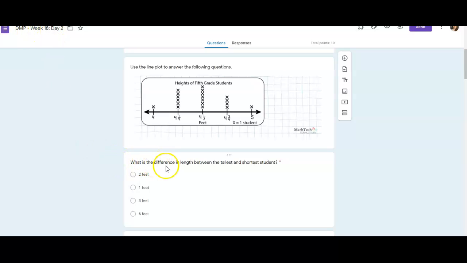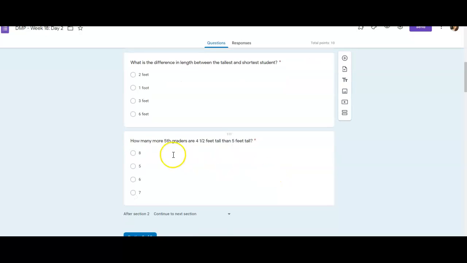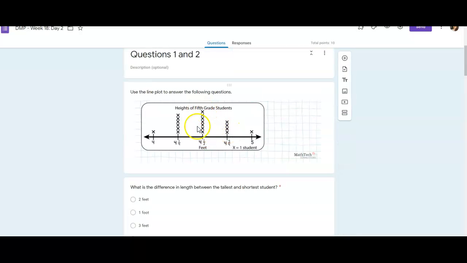So the first one says, what is the difference in length between the tallest and shortest student? Our tallest student is 5 feet tall and our shortest student is 4 feet tall. Difference means subtract. How many more 5th graders are 4.5 feet tall than 5 feet tall? So how many more are 4.5 feet tall versus 5 feet tall?